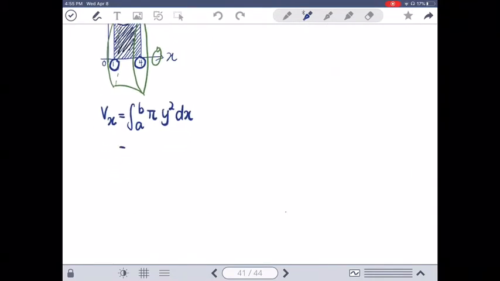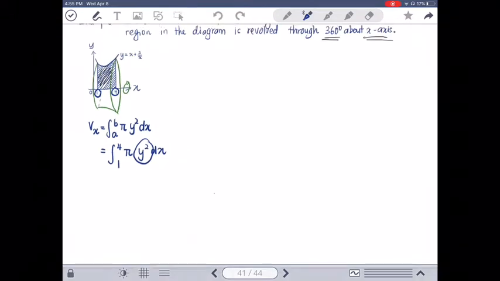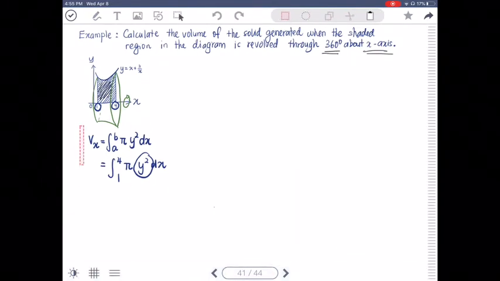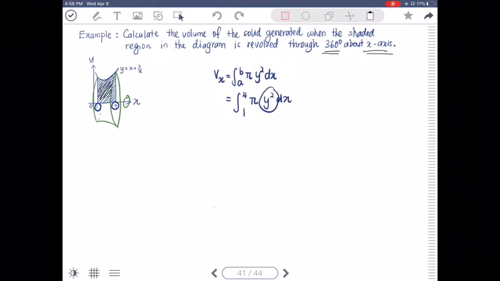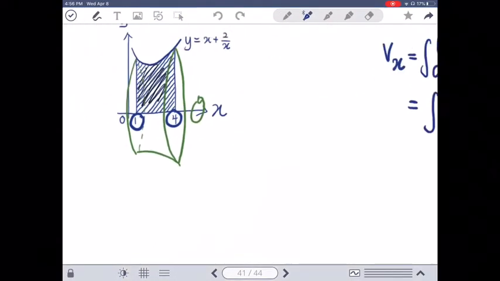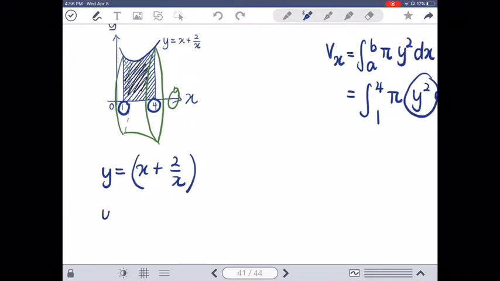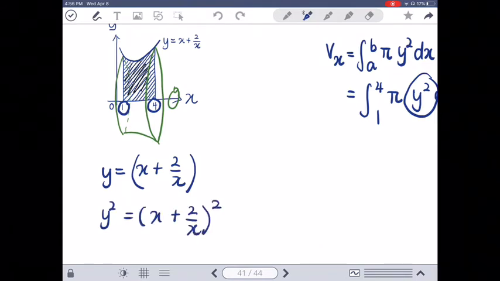So this is just equal to integration from 1 until 4 of pi y squared dx. Now do we have y squared? Look at the formula. It's given to us y. So what we need to do is find y squared. How do we find that? Given that y equals x plus 2 over x, which means that y squared is just equal to (x plus 2 over x) squared.